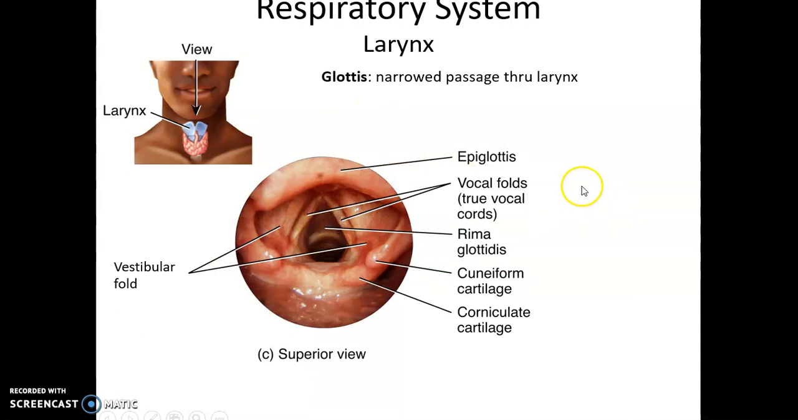The space between the right and left vocal folds is called the glottis. It is the passageway that goes through the larynx. And of course, the larynx is always open with air in it. As you can see, the vocal folds are a little more prominent than the vestibular folds, but the vestibular folds are able to close and open the larynx. The vestibular folds can come together in the middle of the larynx, preventing air from flowing through it.